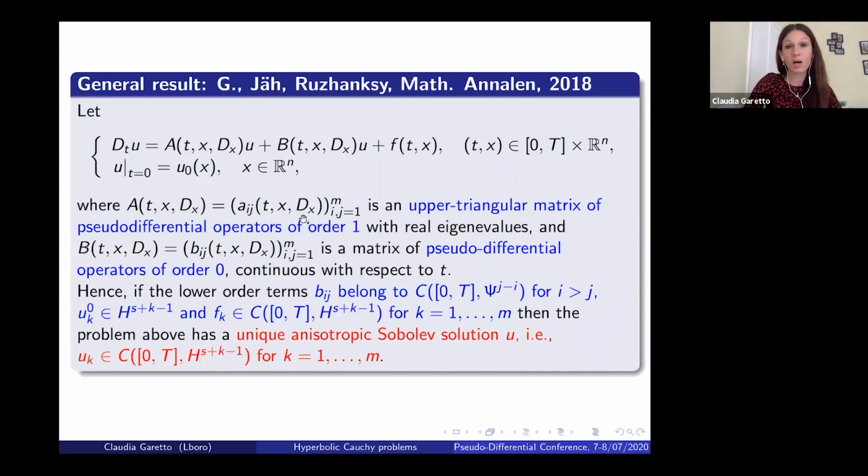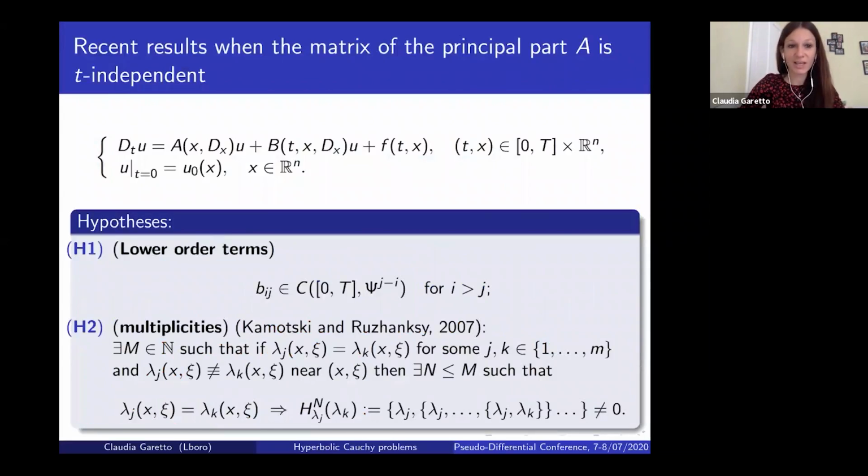So our result is basically a combination of this well-posedness result with the analysis made by Ruzhansky and Kamotski. So we assume that A is now only depending on x, okay? And we try to understand whether the methods that Kamotski and Ruzhansky used in the diagonal case can also be adapted to the upper triangular case. The answer is yes, all right? So I will try now to summarize this result.